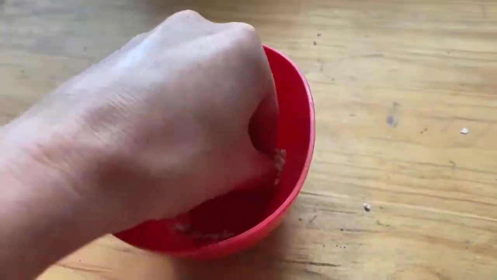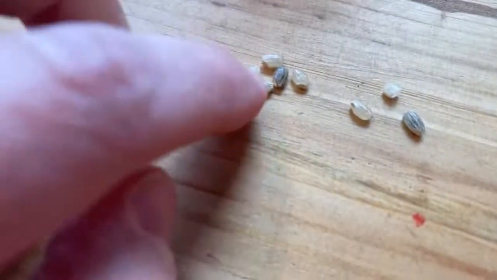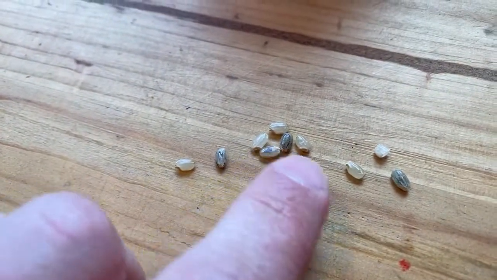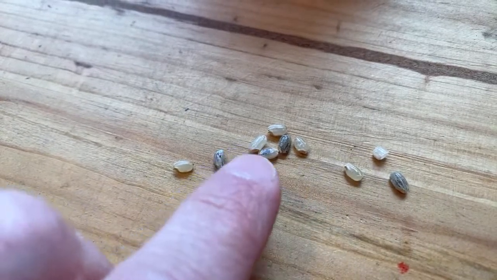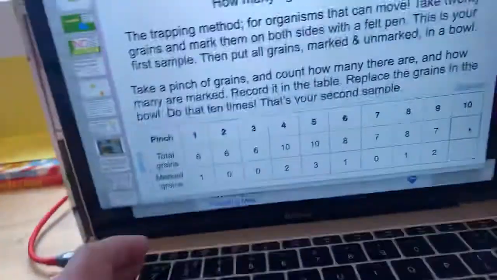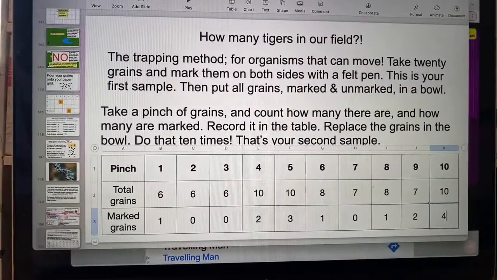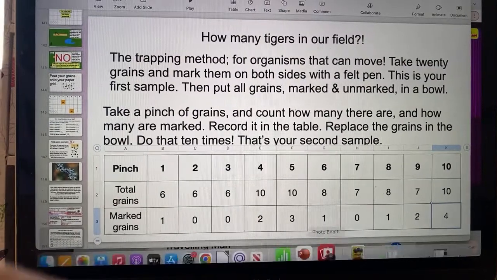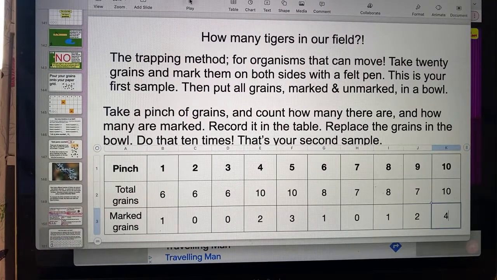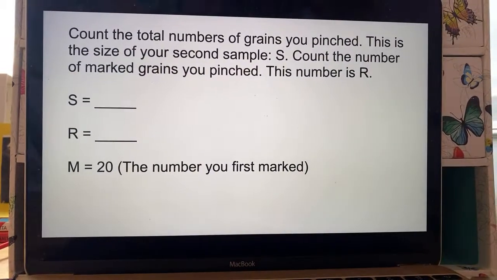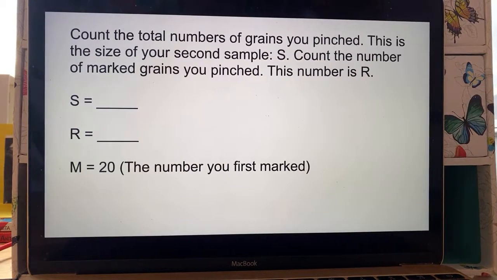Okay, I'm on my last one. Okay, I have finished. So, what we need to do is you need to come up now with a couple of numbers. You need to count the total number of grains that you pinched.